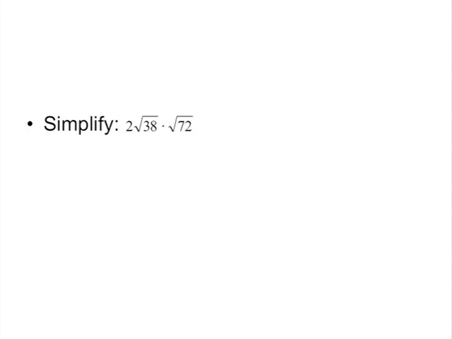And this one we've got a number outside. It's just going to hang out outside, but I'm going to multiply the inside stuff together. So 38 times 72 gives me 2736. A very large number.